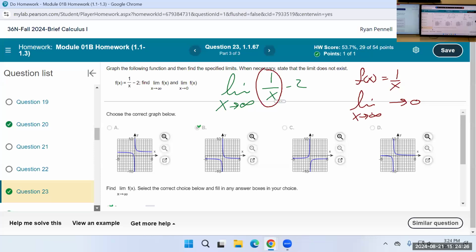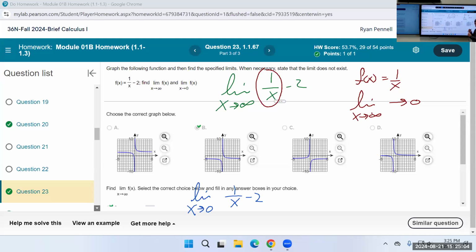Now, as x approaches 0 is the other part, and that is an even trickier concept. So the limit as x approaches 0 for 1 over x minus 2. So what happens if I divide by 0? 1 divided by 0 minus 2. I don't know what it means to divide by 0. We don't even have a language that defines that. So nothing knows what that means. There's no language or logic that happens.